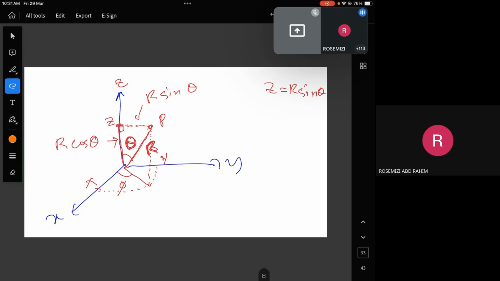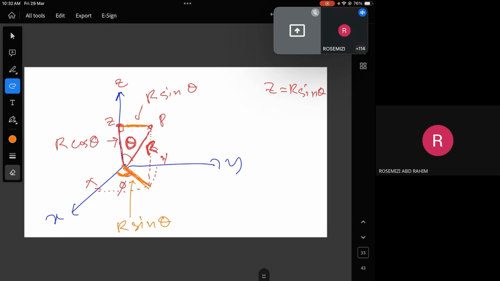Okay, this distance is equal to this distance. This one and this one are the same. So R sine theta. Okay. So we have phi here, the angle.